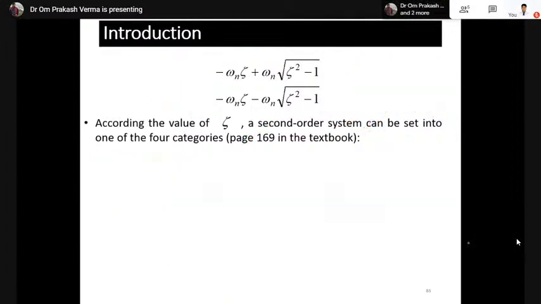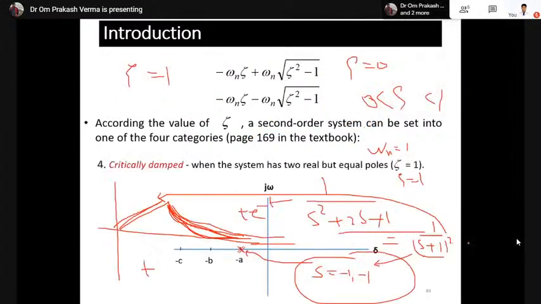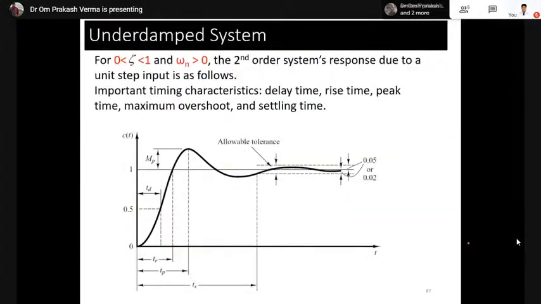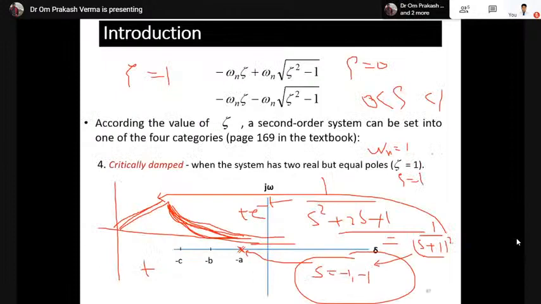So these are the four types of cases we have discussed here, and these four are very important for control engineers. Now, see here, generally control engineers are not bothered about basically the fourth.